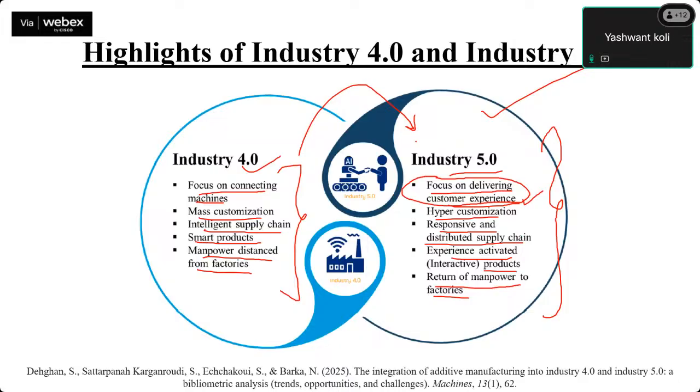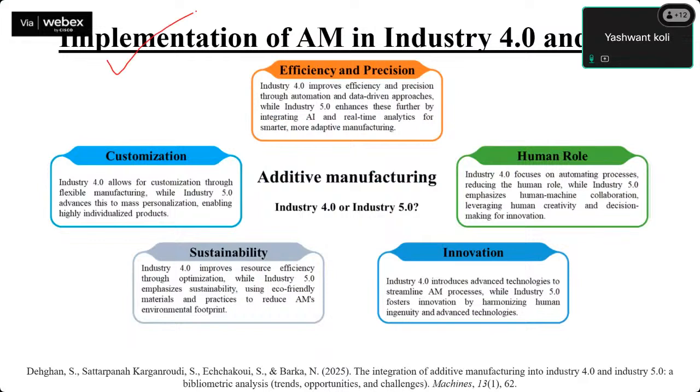So their integration shapes the future of intelligence, efficient and human centered manufacturing. This terminology is very important: human centered manufacturing. Human centered means the creativity of human and the power of automation, so both are integrated to give the human centered manufacturing. So this is the implementation of AM in Industry 4.0 and 5.0, additive manufacturing.